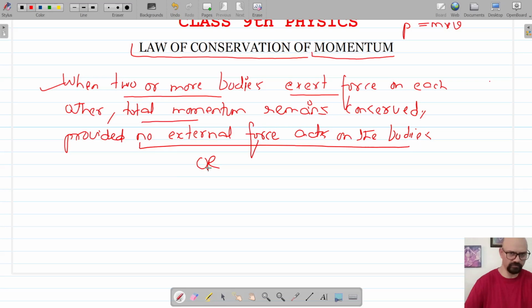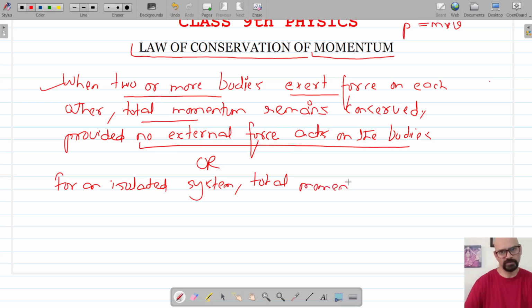We can write it in another way for an isolated system. Isolated system means when no external force is acting on a system of bodies, whether two or more than two. For an isolated system, total momentum remains conserved.